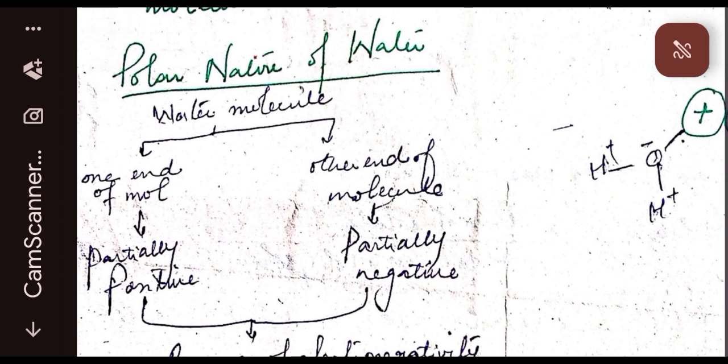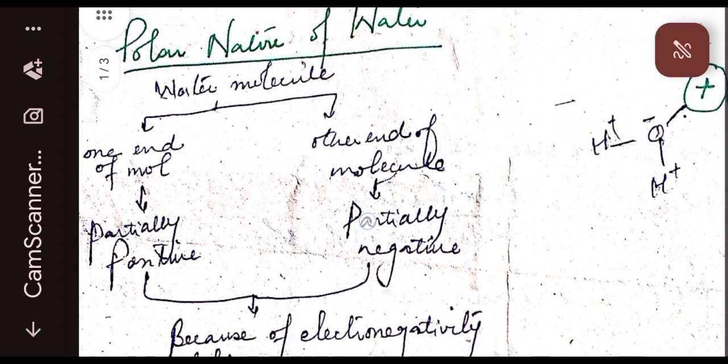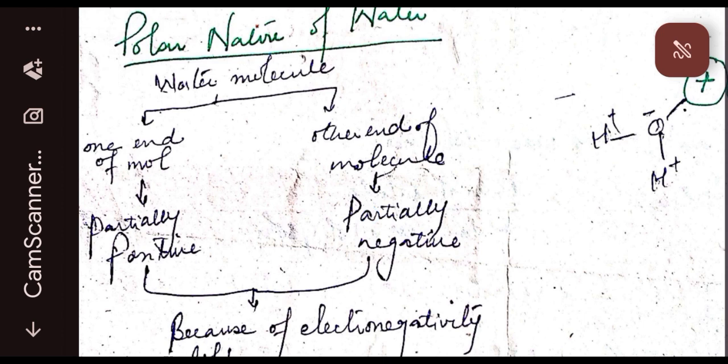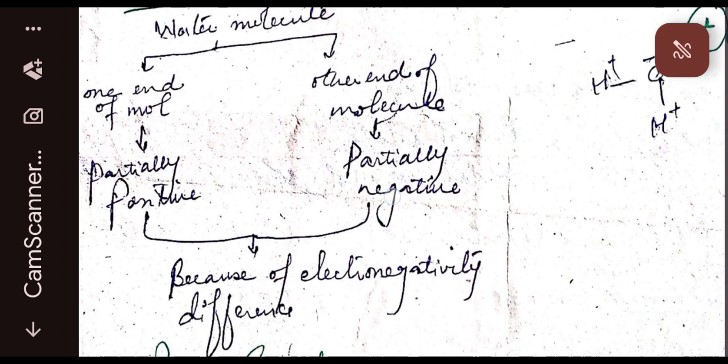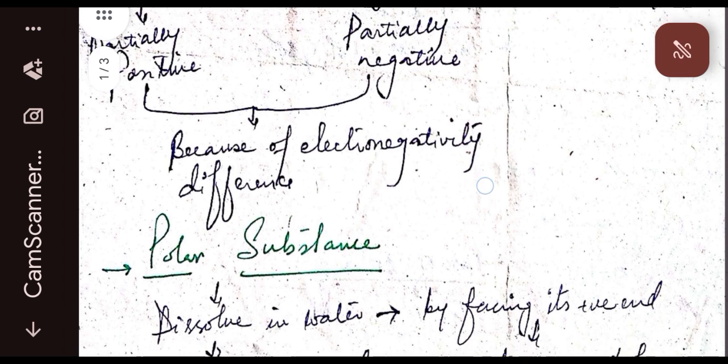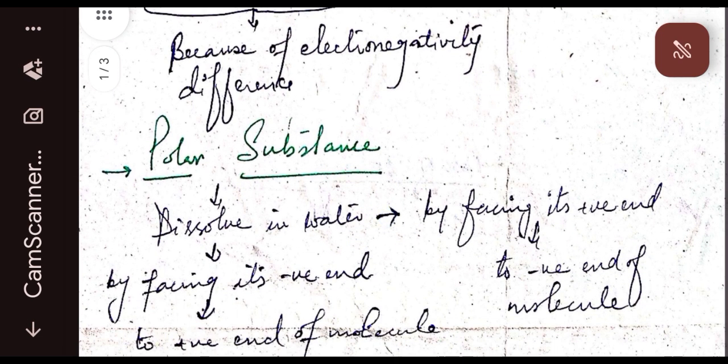Next, how is the polar nature of water developed? The water molecule has polar nature because one end of the molecule is partially positive and the other end of the molecule is partially negative. This difference is due to the electronegativity difference. That is why water is polar in nature. And this is the main reason why polar substances dissolve in water.